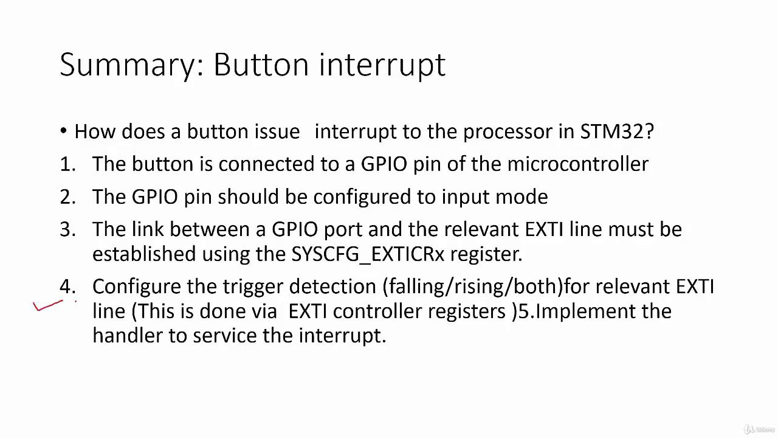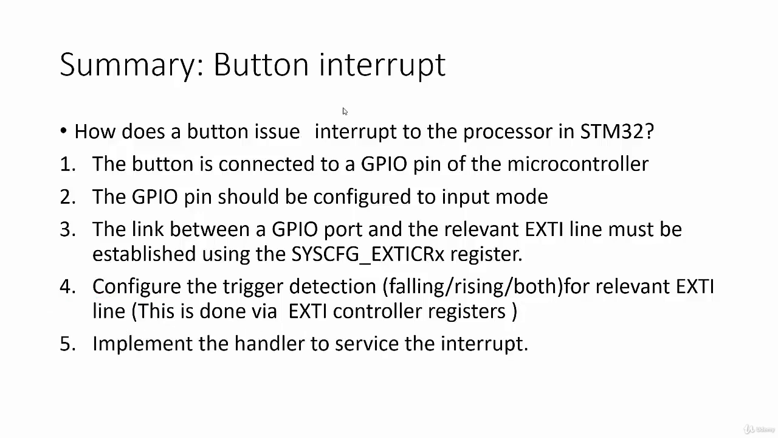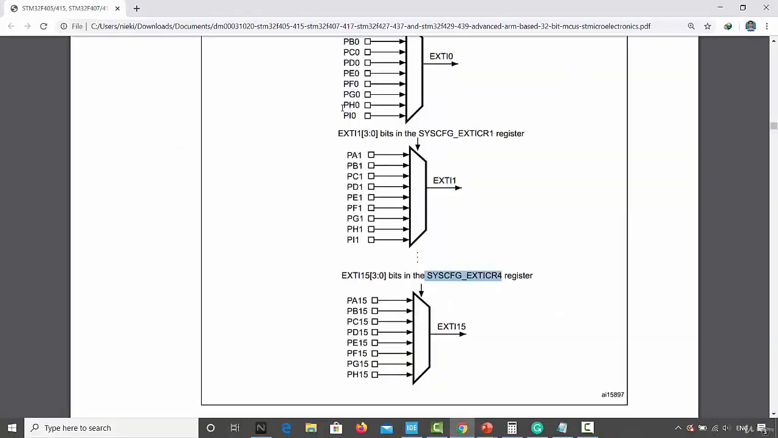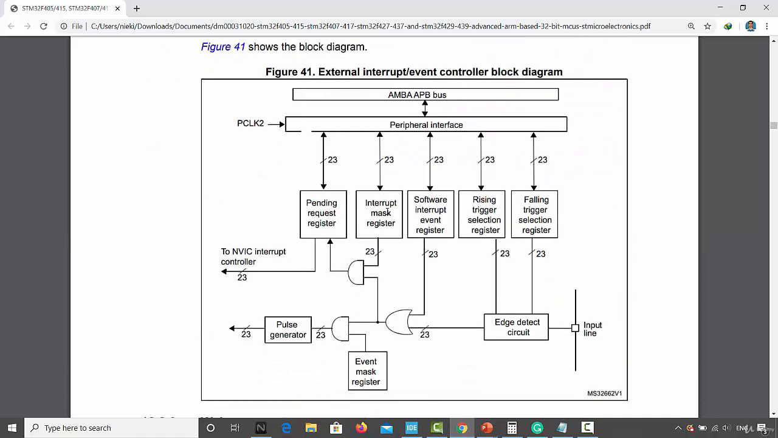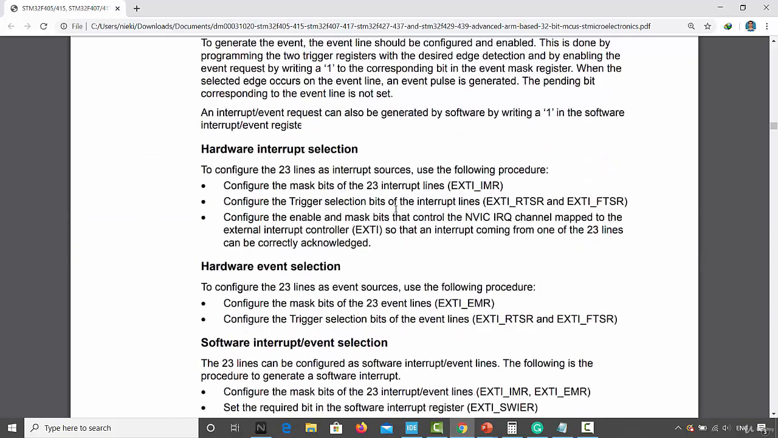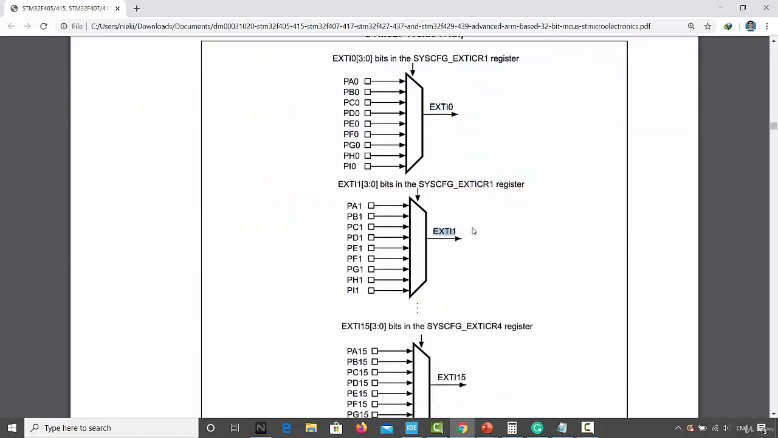After that, the fourth point is to configure the trigger detection. At what trigger do you want the interrupt: falling edge, rising edge, or both edges? You have to configure the trigger detection for the relevant EXTI line. This is done via the EXTI controller registers. For example, if you open the EXTI controller block diagram, you can see that there are various registers: pending register, interrupt mask register, rising trigger selection register, falling trigger selection register. All these registers will configure these lines, which I'm going to explain in the next lecture.